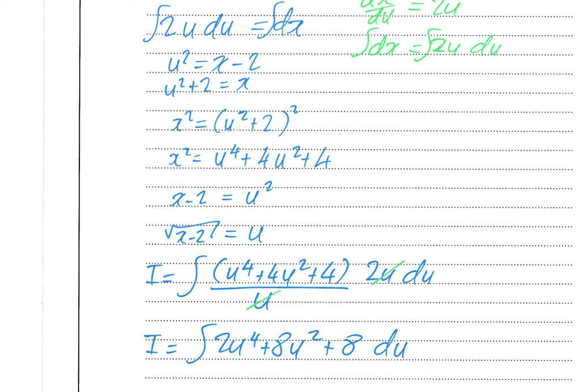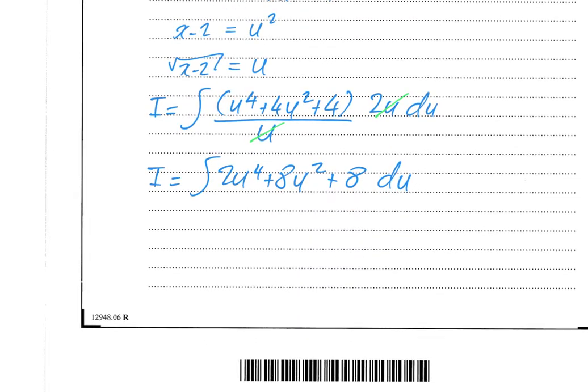So the next part of the question is just integration. We're just integrating that as you always would have integrated. Raise the power by 1, remember, and divide by the new power, so you're going to get 2u to the power of 5 over 5 plus 8u cubed over 3 plus 8u, and remember your constant of integration c.